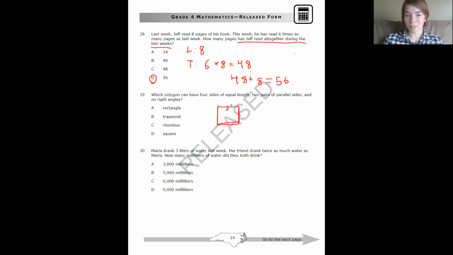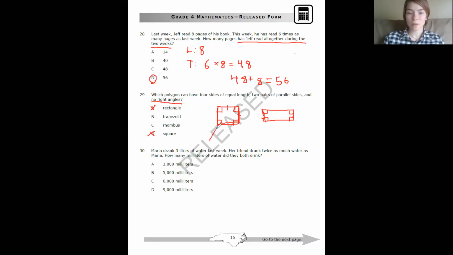And no right angles. So one of the things that sets a square aside is that a square has 4 right angles. And every square is going to have 4 right angles. Rectangles, while they don't have to have all the same sides, also always have to have 4 right angles. So because of this stipulation that the polygon has to have no right angles, we know that it can't be a rectangle or a square. That leaves us with trapezoid and rhombus.